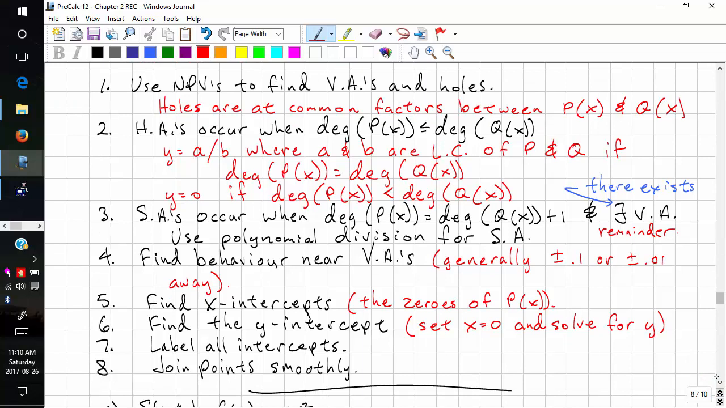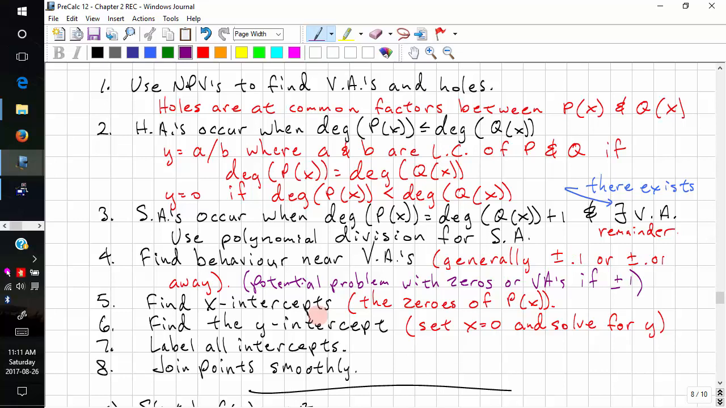Here's some new stuff. We need to find the behavior near the vertical asymptotes. So generally we want to use values plus or minus 0.1 or 0.01 away from the vertical asymptotes. And the reason is there is a potential problem with zeros or vertical asymptotes if we're using plus or minus 1. So if we have two vertical asymptotes that are 1 away from each other, then all you're going to get is 0 divided by 0. So that's why we use plus or minus 0.1.